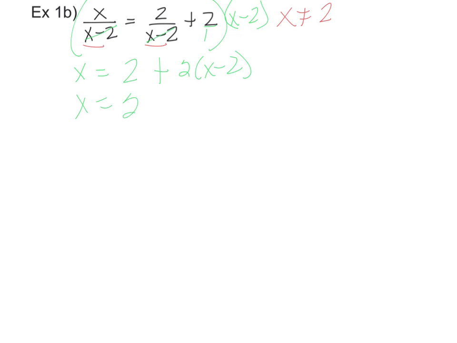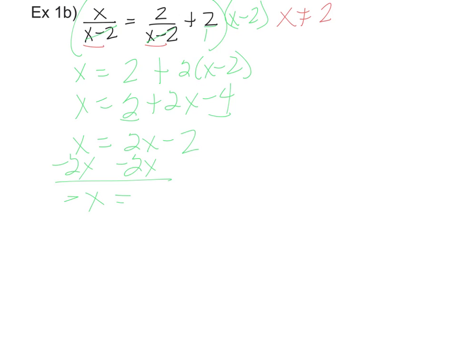So x is equal to 2 plus a 2x minus 4. Combining those like terms, and you just solve for x. So when we combine the 2 and the negative 4, I get 2x minus 2. I'm going to go ahead and subtract my 2x from both sides. So negative x is now equal to a negative 2. So x is a positive 2.